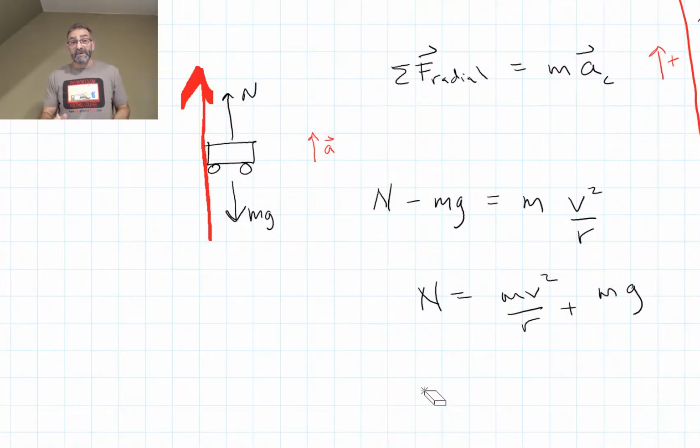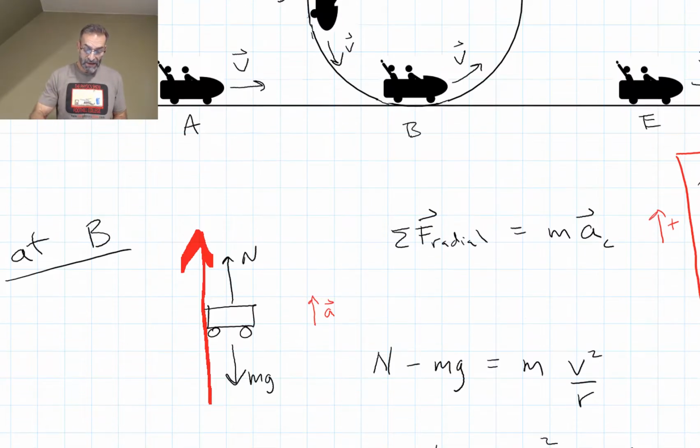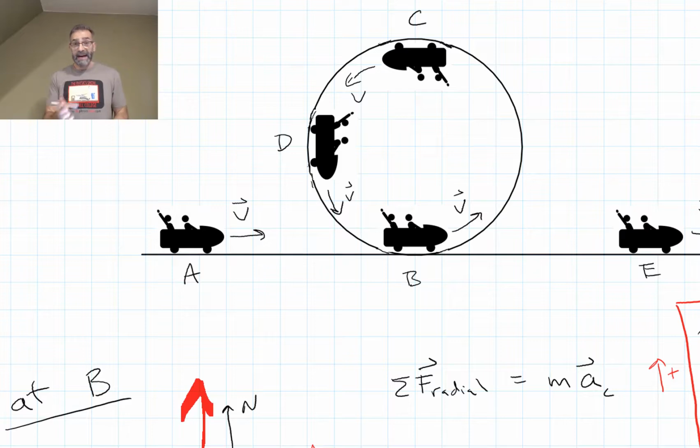So we could go through, if we were given the velocity and the mass of our car and the radius of our circle, we could find the normal force acting on the car at this location. Let's move around and see what it looks like at point C now, with the car at the top of the loop.